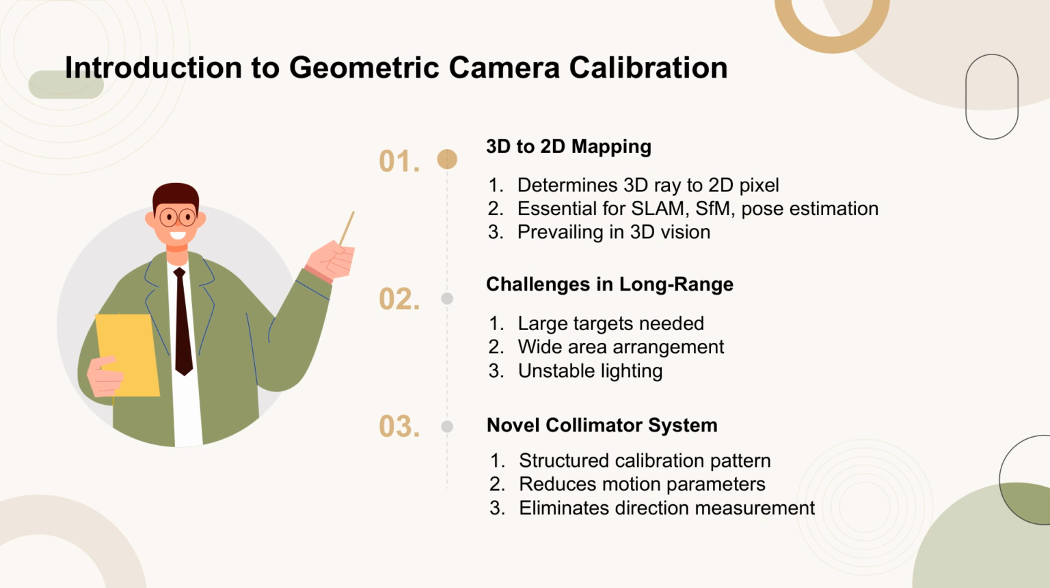Geometric camera calibration is crucial for mapping 3D rays in space to 2D image pixels. This process is fundamental for various vision applications like SLAM, SFM, and pose estimation. Traditional methods using planar targets are prevalent in 3D vision but face challenges in long-range scenarios, requiring large targets and dealing with unstable lighting conditions. In this paper, a novel collimator system is proposed, featuring a structured calibration pattern. This system reduces the number of motion parameters to be estimated and eliminates the need for direction measurement, making the calibration process more flexible and accurate.